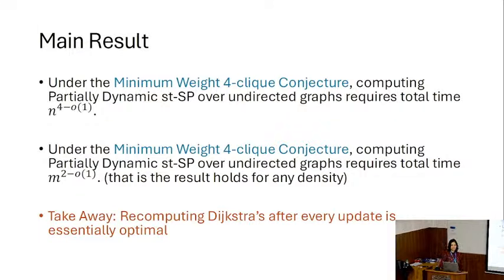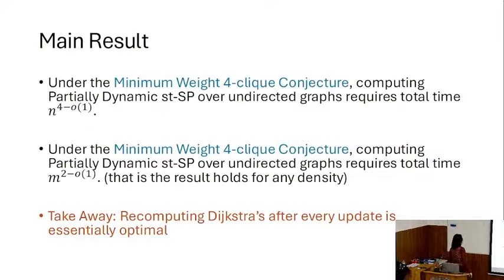So our main result is basically to overcome these kinds of drawbacks of these lower bounds. What we show is that under this minimum weight 4-clique conjecture, computing partially dynamic ST shortest path, so not just SSSP, just ST shortest path, over undirected graphs, so it doesn't have to be directed, over weighted undirected graphs, requires a total time of n to the 4. Okay, so that kind of rules out anything better than Dijkstra, and so this is n to the 4 over m updates.